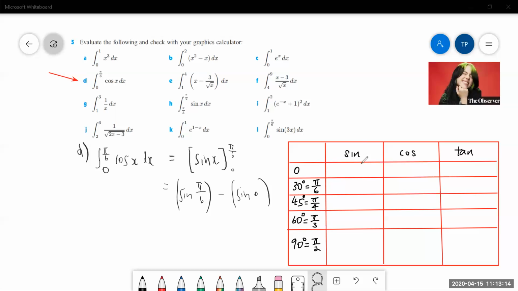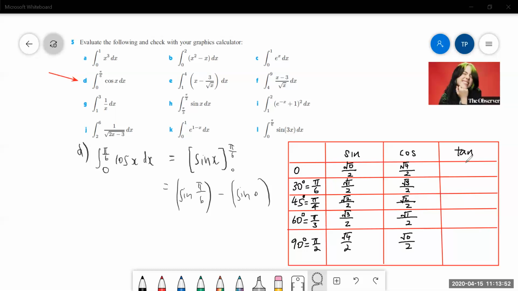So sine 0 degrees will give you square root 0 over 2. Sine 30 degrees, square root 1 over 2, square root 2 over 2, square root 3 over 2. Can you see the pattern? And this is square root 4 over 2. So cosine is the other way around: square root 4 over 2, square root 3 over 2, square root 2 over 2, square root 1 over 2, square root 0 over 2.